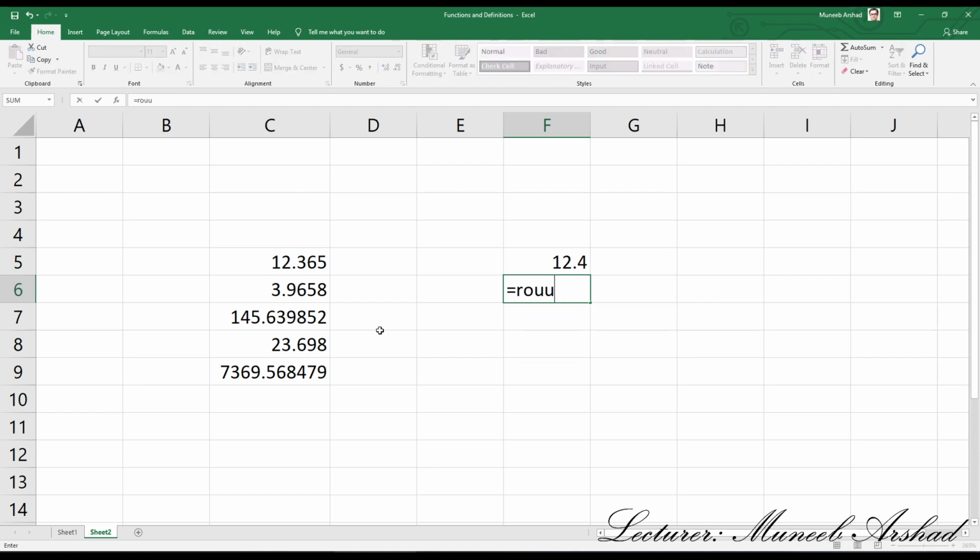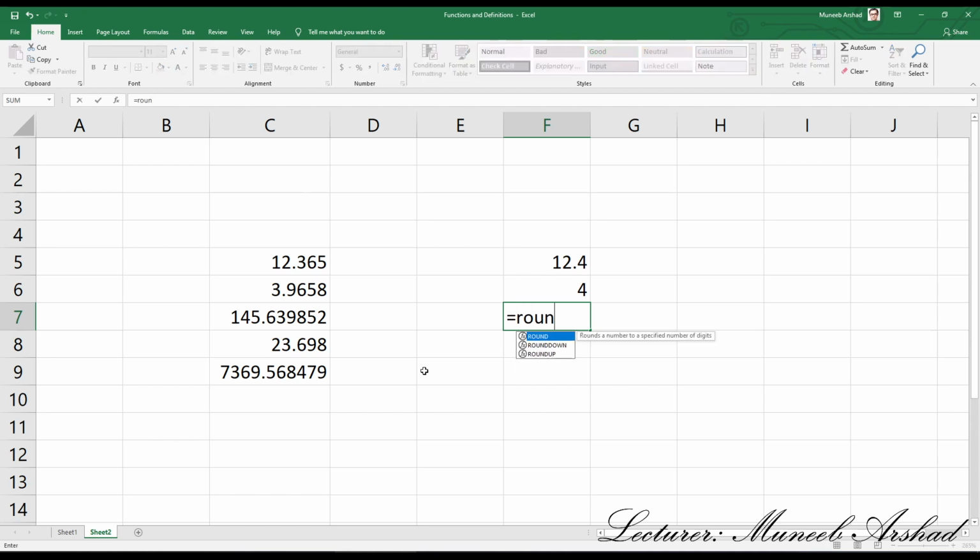So equals ROUND for the other number, bracket open, you specify the number, put in a comma. If we are to calculate this for one decimal place, you put in 1. Close the bracket, you get the answer as 4. Why did you get 4? Because 3.96 will round off to one decimal place, which is going to be 4, because now 9 is going to be rounded off to a 0, 1 will be carried forward, and 3 will be added 1. So the answer comes out to be 4.